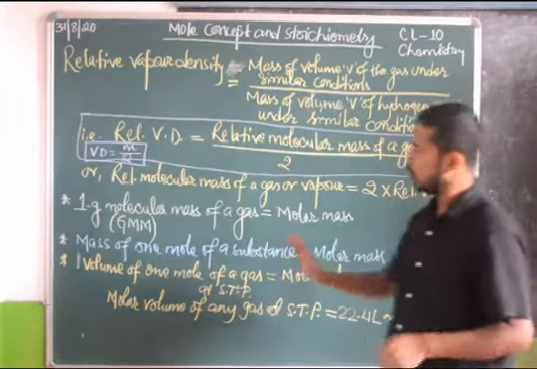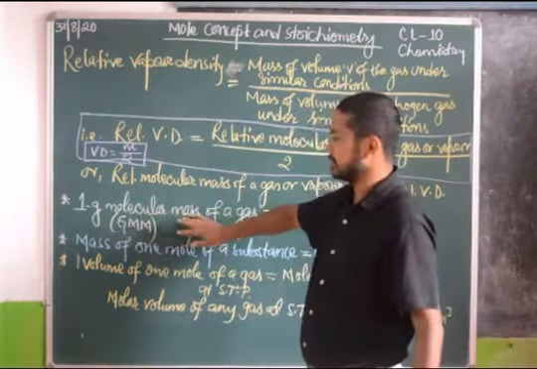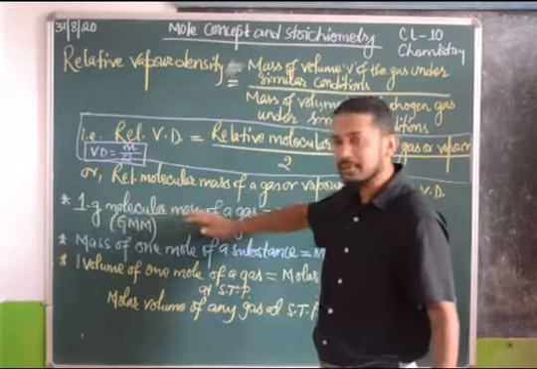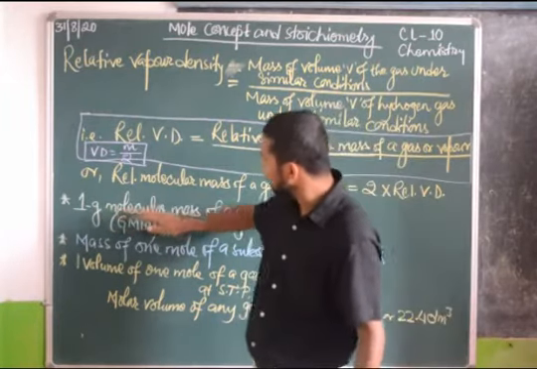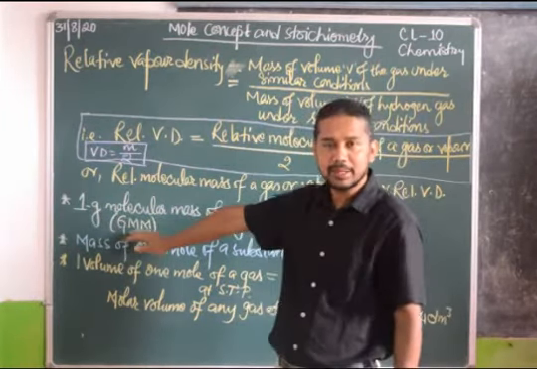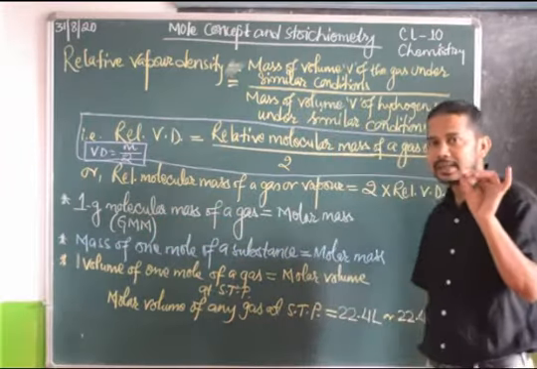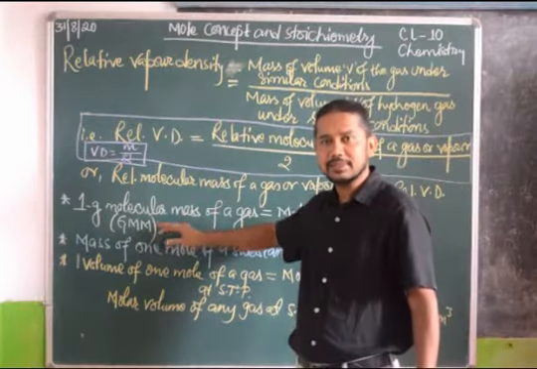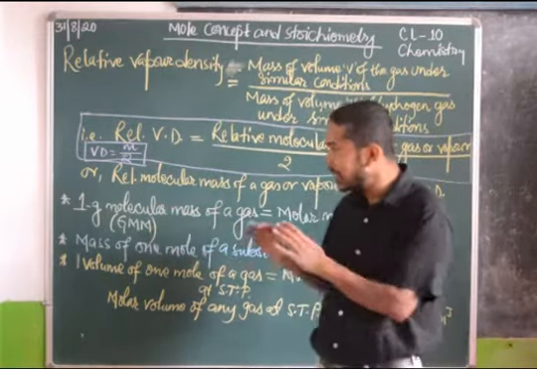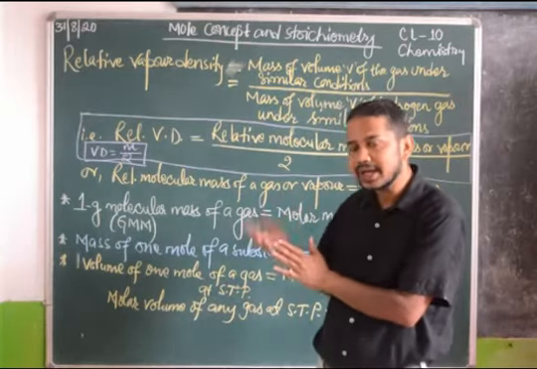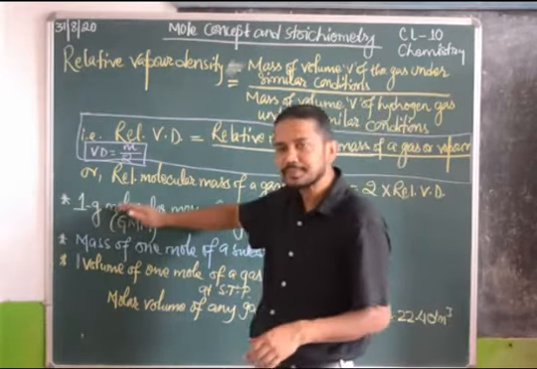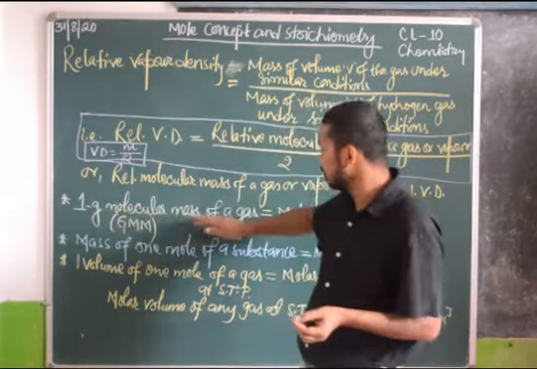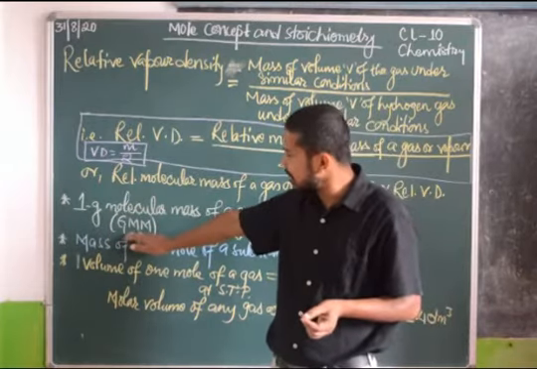Then one note: 1 gram molecular mass. Generally in your book this term is used, 1 gram molecular mass. This is also called GMM, gram molecular mass. They have the same meaning. I am telling you this so that whenever they ask you a question in this way, you do not get confused. So 1 gram molecular mass is the same as gram molecular mass.